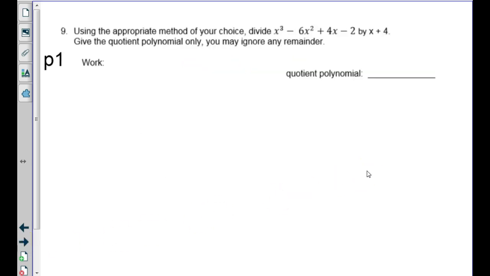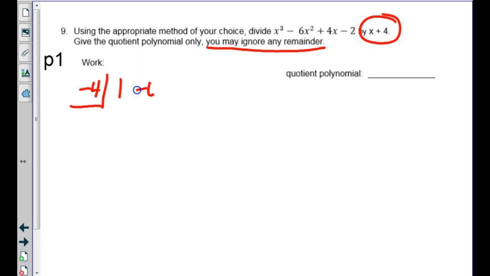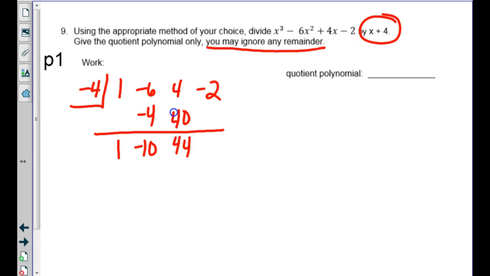Number 9. Anybody know what we need to do here? We can do synthetic division. It says you may ignore the remainder. That's nice. In the box goes -4, right? The 0 of this. Do we need any placeholders? Bring down the 1 times -4. Add is -10. Multiply is 40. Add is 44. Multiply is a big number. -176. Anybody? Did I do something wrong?